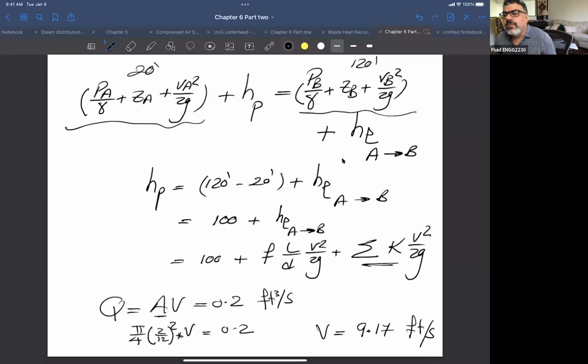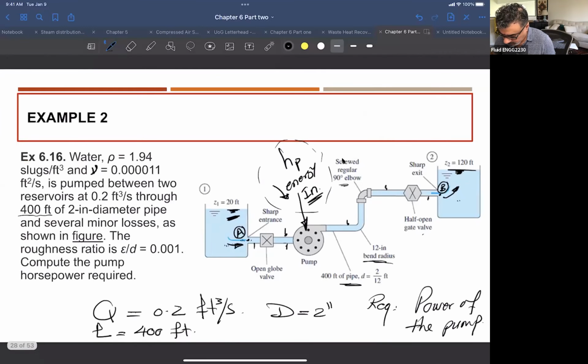Just to confirm, PA equals PB? No. No. So how are PA and PB the same? How is that? It's not, there's no relation here.